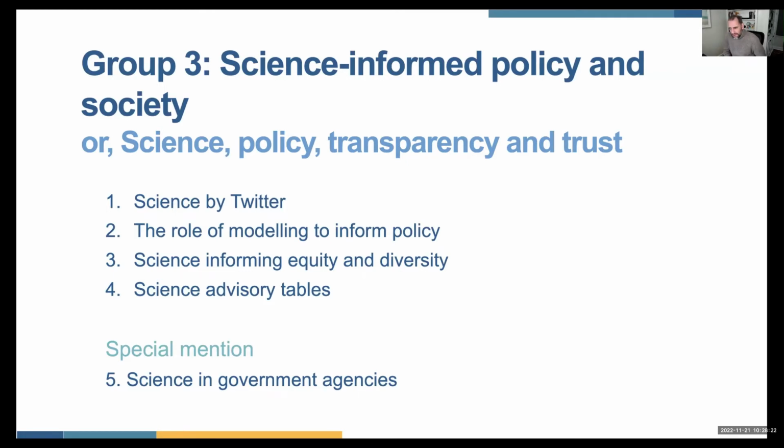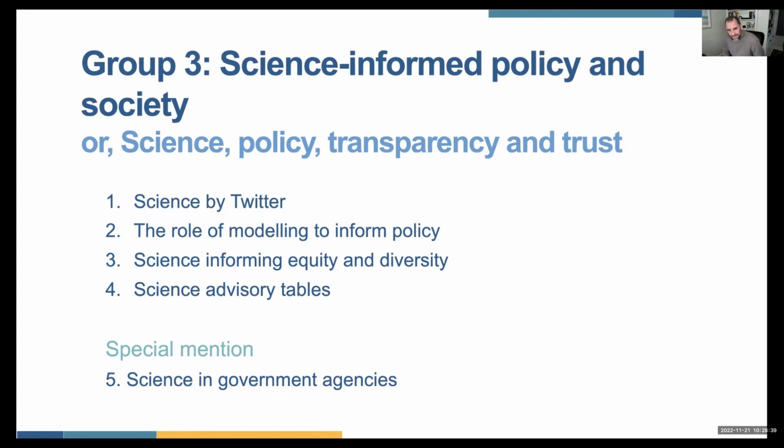So are we going to have a movement of scientists really requesting and wanting to have more open committees when they're participating in science advisory tables or science advisory groups?